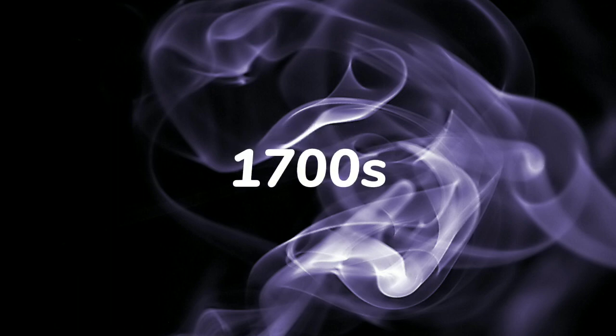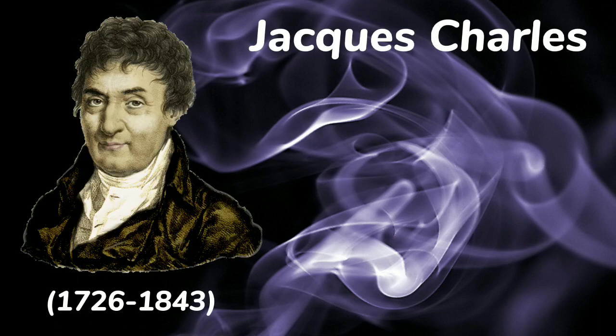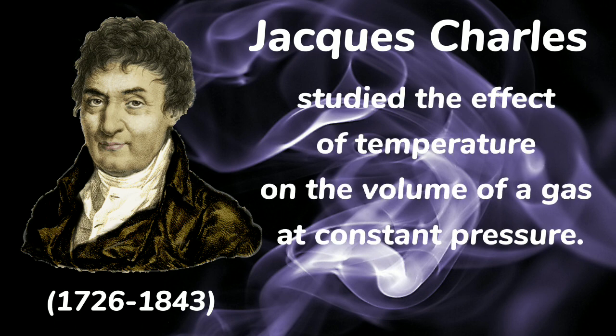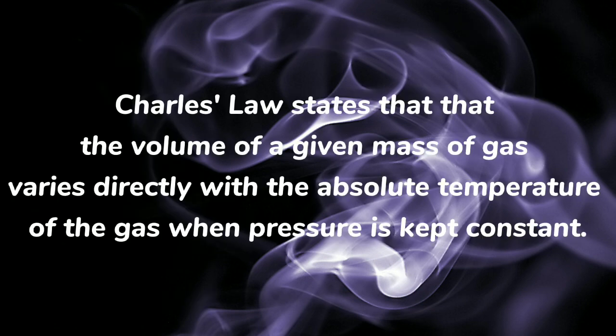In the late 1700s, French physicist Jacques Charles studied the effect of temperature on the volume of a gas at constant pressure. Charles' law states that the volume of a given mass of gas varies directly with the absolute temperature of the gas when pressure is kept constant.